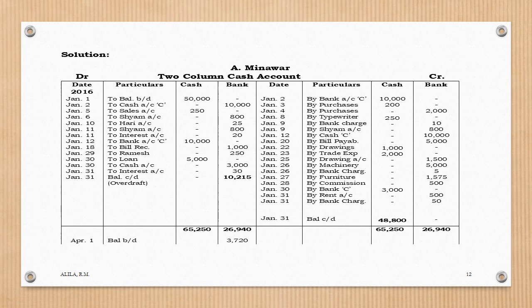We also bank a certain amount on January 30, where we draw cash, which is 3,000, and the same is deposited in the bank. So we credit the cash account, but with the same transaction we debit the bank account by 3,000.